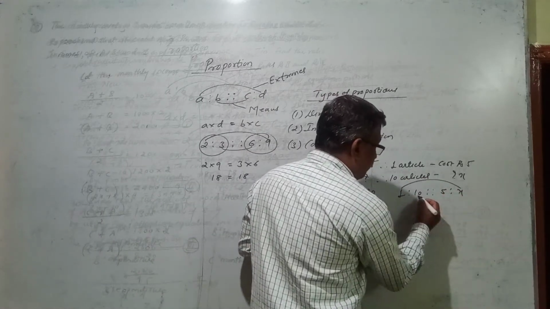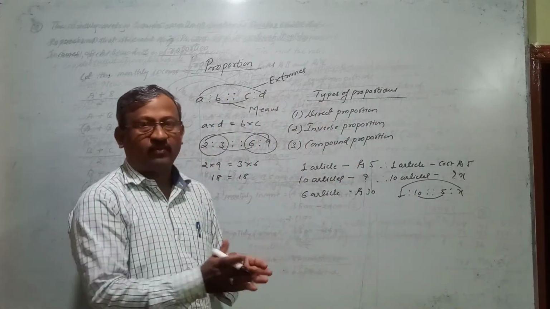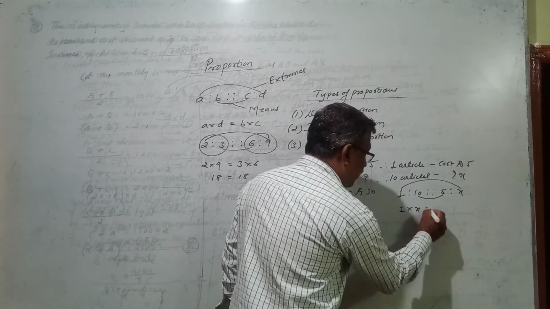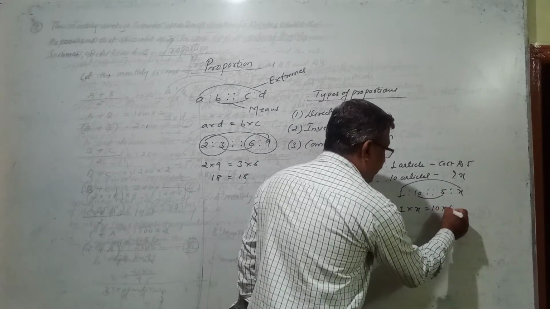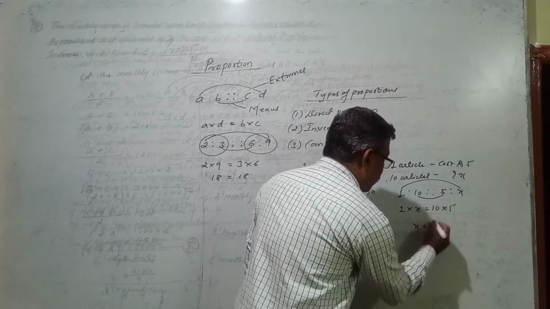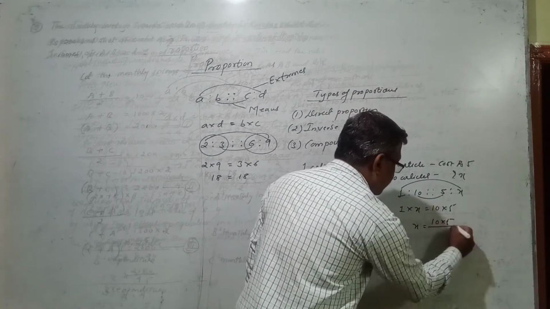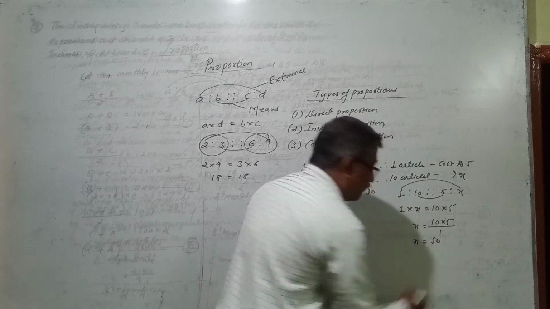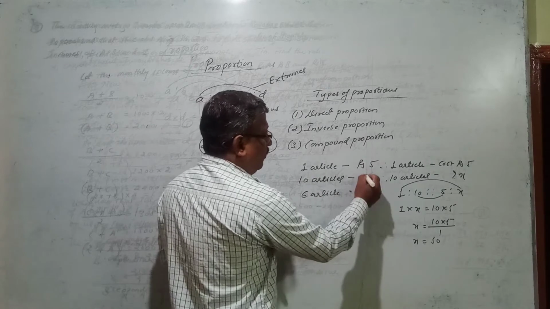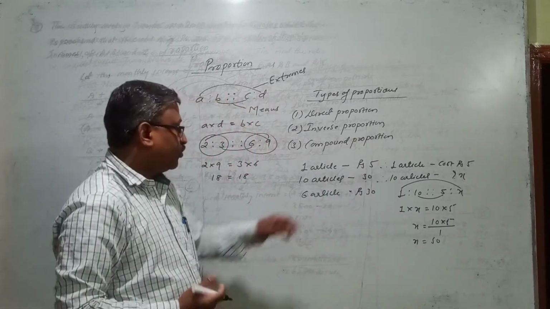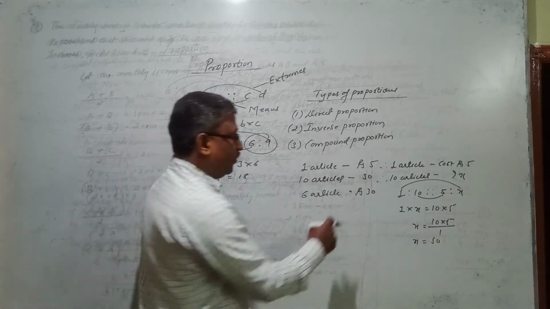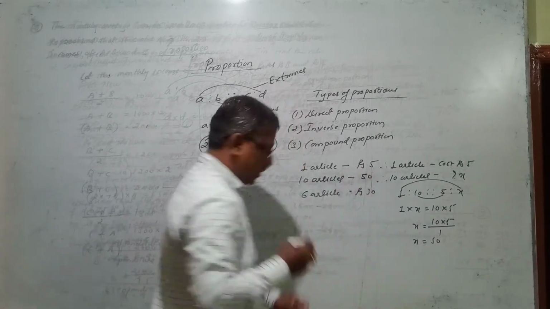So let's apply that rule. Extremes must be equal to means. Multiply extremes on one side and means on the other side. So 1 into x equals my means, 10 into 5. I want the x value, so bring x outside. So x equals 10 into 5 divided by 1. It comes to 50 rupees. Means the cost of 10 articles will be 50 rupees. So if one article costs me 5 rupees, definitely 10 articles cost me 50 rupees.